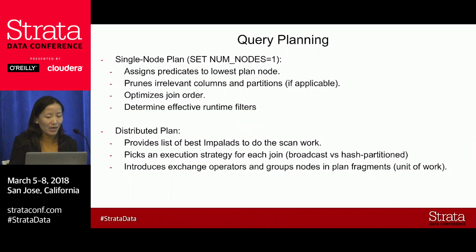Once we finish the single node plan, the next step is to see how we can execute it. This is the distributed plan. In the distributed plan part, we find out what's the best Impala daemon to execute the work. So you find the one that has the data locally. And we pick the execution strategy for the join to find which way is the cheapest one. Should I broadcast the table, or should I do the partition join?